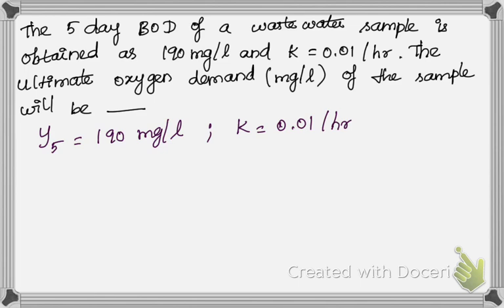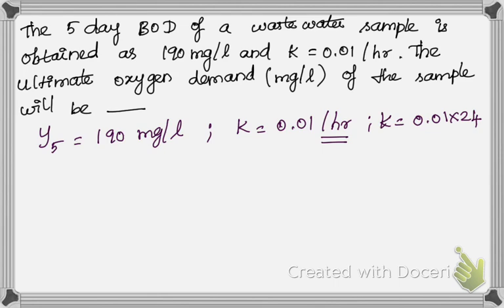It is given in hours. Generally the reaction rate will be given in per day, so we have to convert this. K will be equal to 0.01 into 24, because 24 hours make a day. So I have to multiply by 24. Generally you have to check the unit conversion. That is the most important thing.